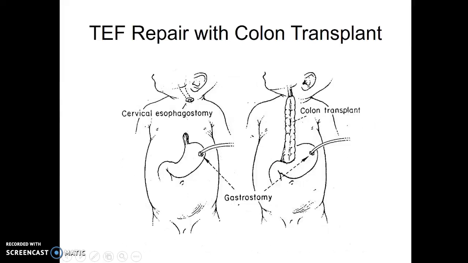On rare ones, mostly there's enough esophagus that it just needs to be reconnected, but if there's not, they'll take a piece of the large intestine, the colon, and use that to make esophagus.